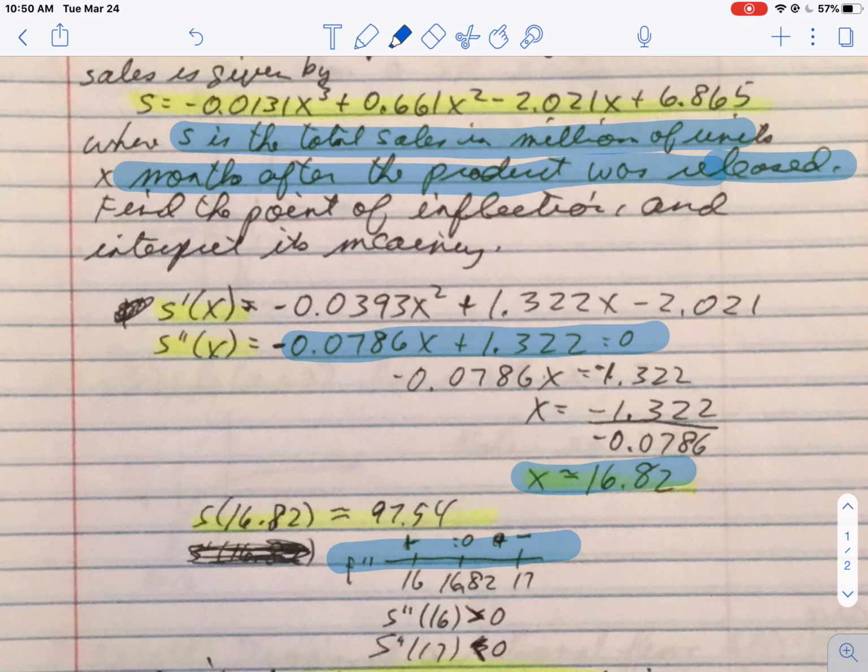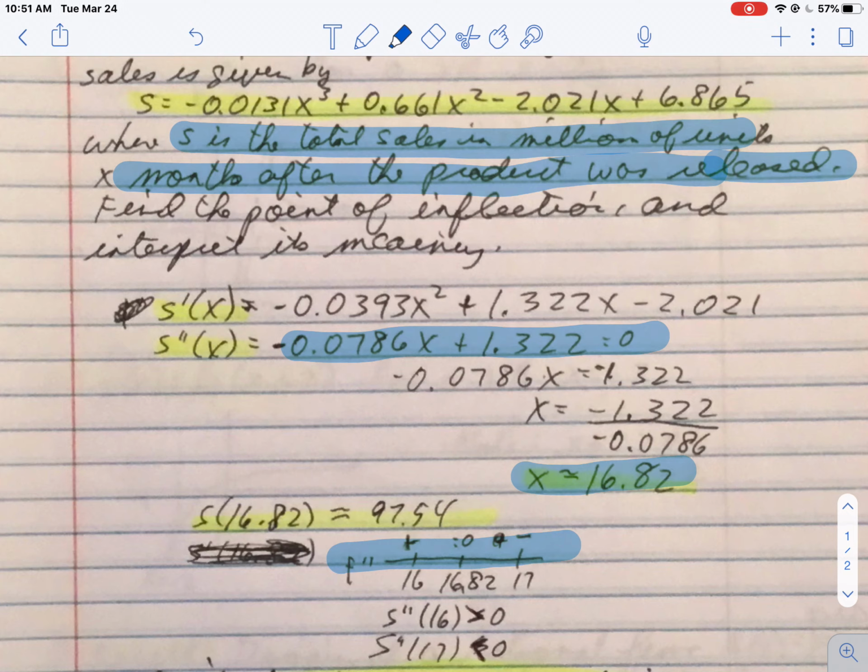Now, what does that mean in the context of the application? Right? Well, again, what does this function tell me? S is the total sales in millions of units, x months after the product was released. So then what does S prime tell you, right? S prime is the rate of change in S. So S prime is the rate of change in the sales, right? How your sales are changing, whether sales are increasing or decreasing.